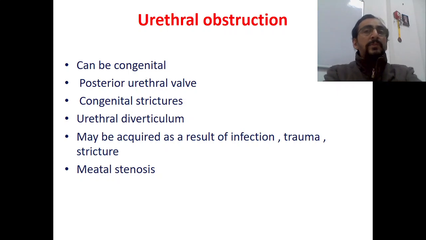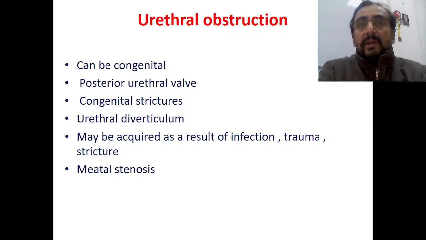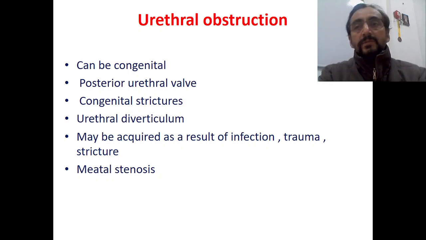One more condition which may lead to abnormal urine passing at night hours is urethral obstruction. It can be congenital sometimes. Sometimes it may be because of posterior urethral valves causing the obstruction. Congenital strictures may be the cause, and urethral diverticulum may be the cause. It may be acquired as a result of infection, trauma, or stricture. Sometimes meatal stenosis may also cause this. In all these conditions, the urine is not properly passed and it is stored in the urethra. At night hours, when the child is relaxed, it passes out.